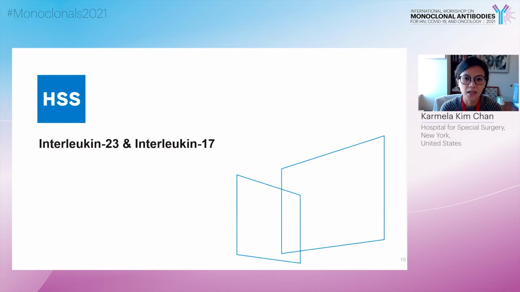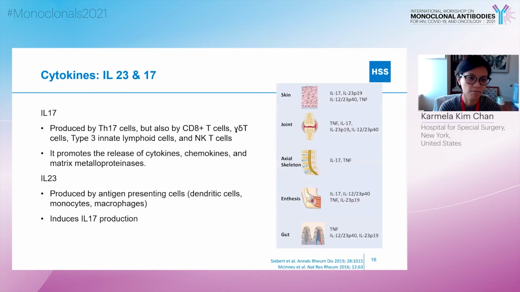Next, we move on to the IL-23, IL-17 pathway. IL-17 is the pro-inflammatory T cell cytokine. It is produced primarily by Th17 cells, but also by other cells of the immune system. It promotes the release of additional pro-inflammatory cytokines such as TNF, IL-6, IL-1, and GM-CSF, and also of chemokines and matrix metalloproteinases. IL-23 is a product of antigen-presenting cells, and it regulates the production of IL-17 by Th17.